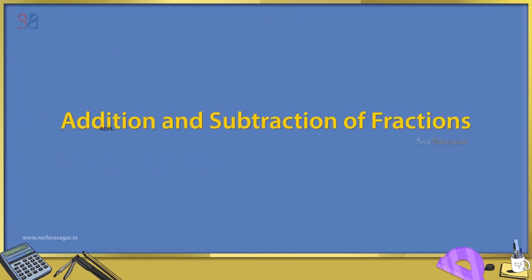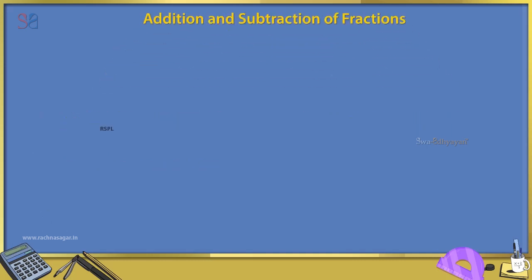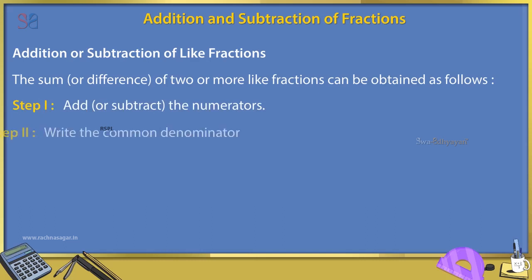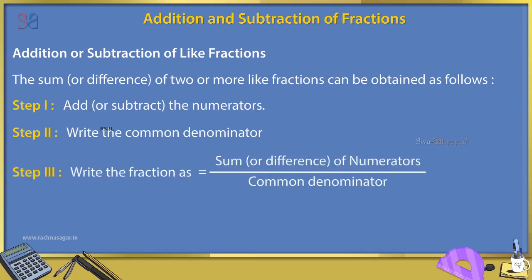Addition and subtraction of fractions. Addition or subtraction of like fractions. The sum or difference of two or more like fractions can be obtained as follows. Step 1. Add or subtract the numerators. Step 2. Write the common denominator. Step 3. Write the fraction as the sum or difference of numerators by the common denominator.